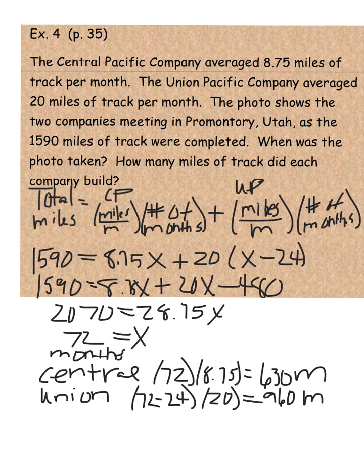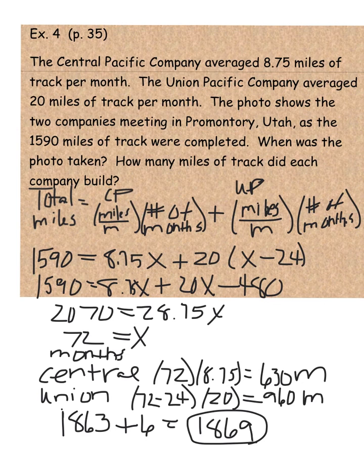And then when was the photo taken in the picture there? So it says that the process was started in the year 1863. And if it took 72 months, that's 72 divided by 12, which would be 6 years. So if we add 6 years to that, we could say that the year that the track was completed was 1869.